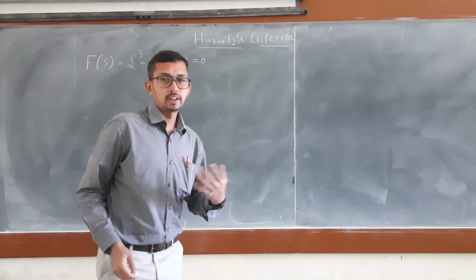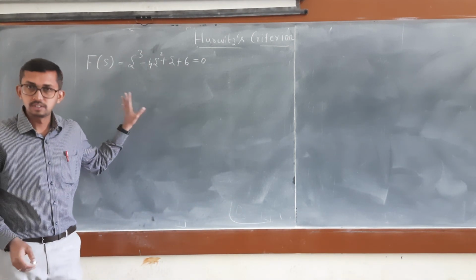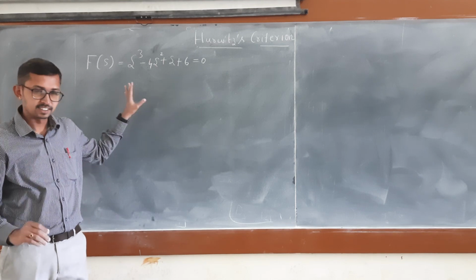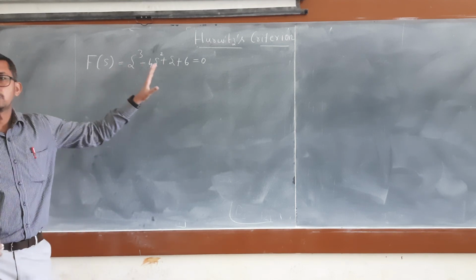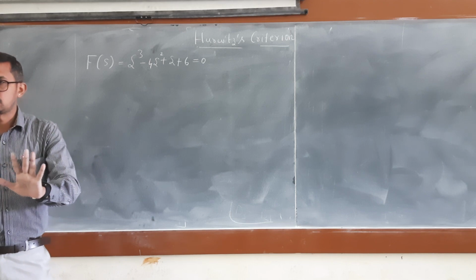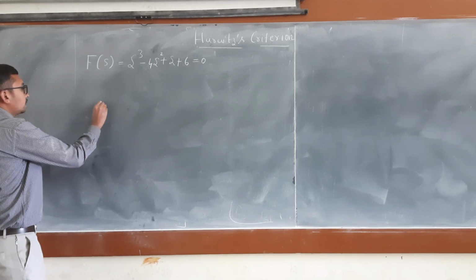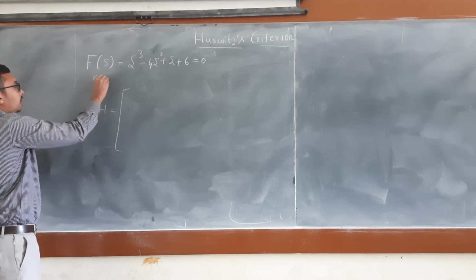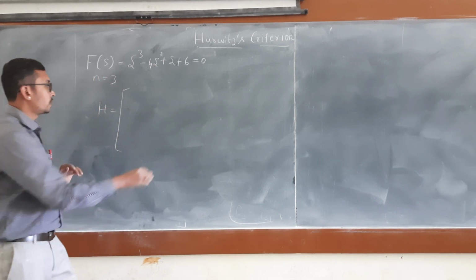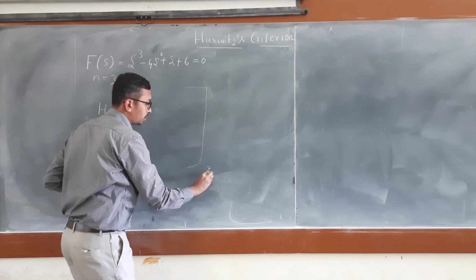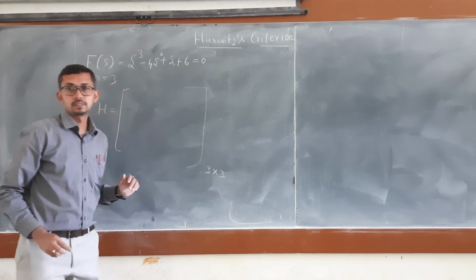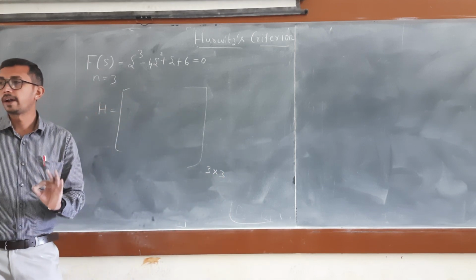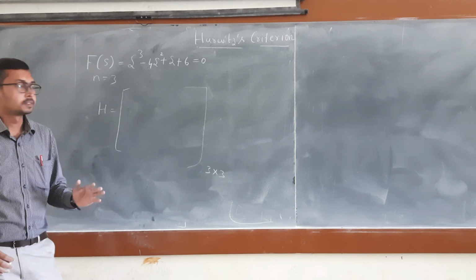Okay, let's solve another problem. This problem. So we need to first form the main matrix. How to form the main matrix? Can you tell me? H is equal to. Here the highest order is what? 3. So we need to form a matrix of 3 cross 3.